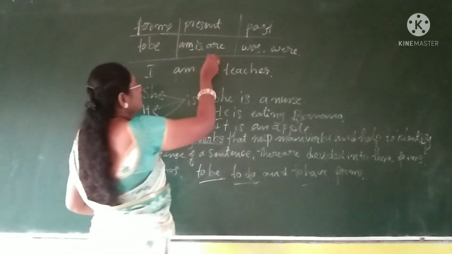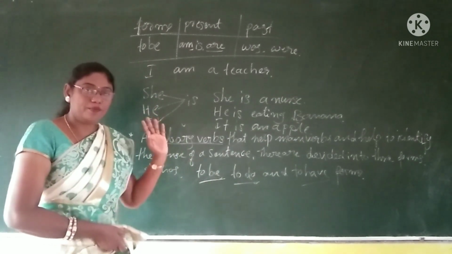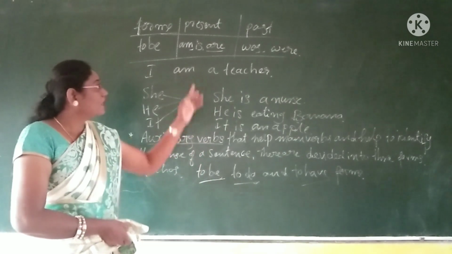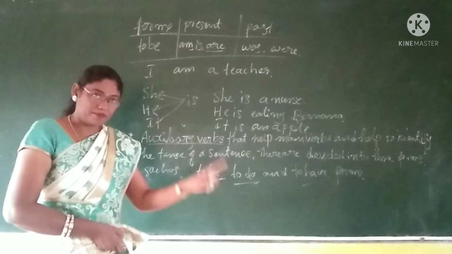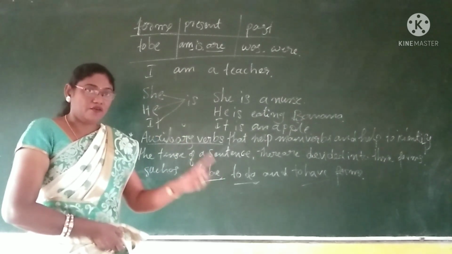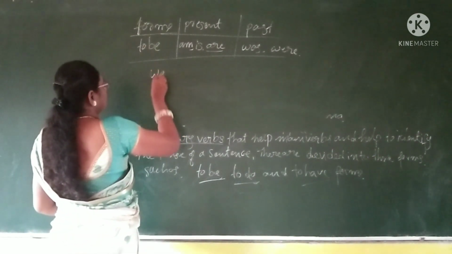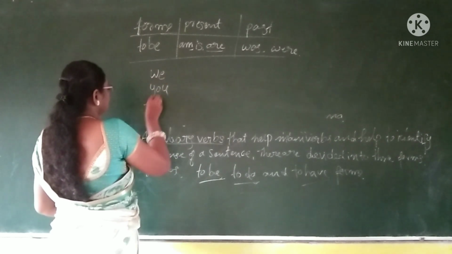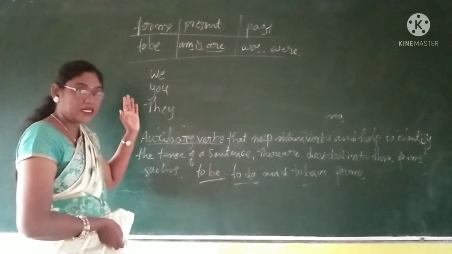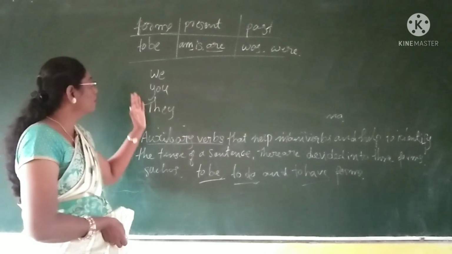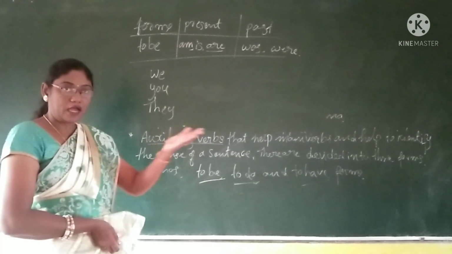So when do we use are in present tense? It's very clear. When the subjects are in plural form, we have to use are. When the persons or things are more than one, we have to use are. Let's see. We, you, they. These are plural persons, subjective pronouns.